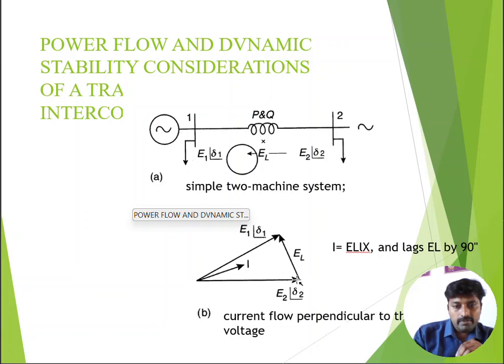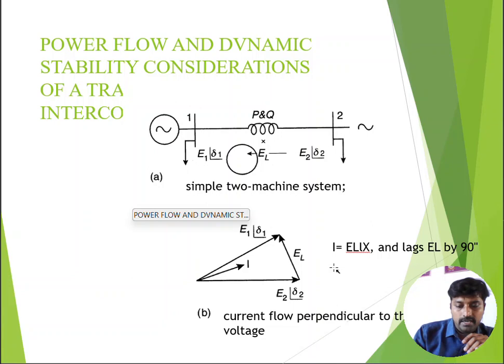So the difference between these voltages is represented as EL. This is called the driving voltage. The driving voltage is always perpendicular to the flow of current. Current flow is always perpendicular to this driving voltage, because we are considering the transmission network is purely inductive. That's why the current always lags the driving voltage by 90 degrees. So these are some phasor representations.